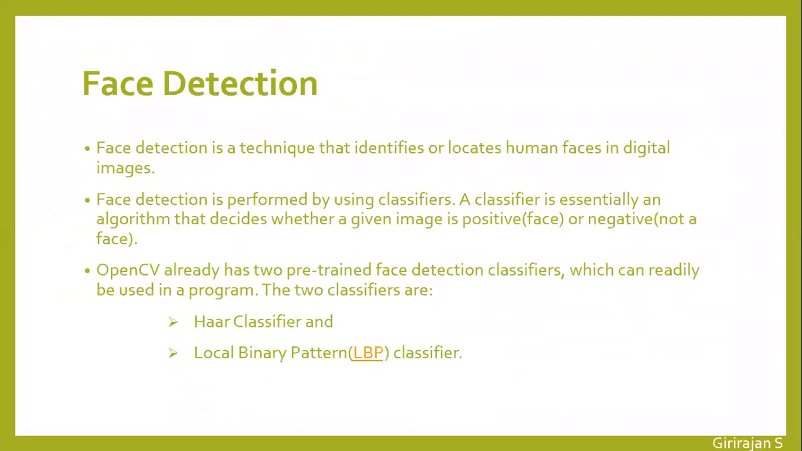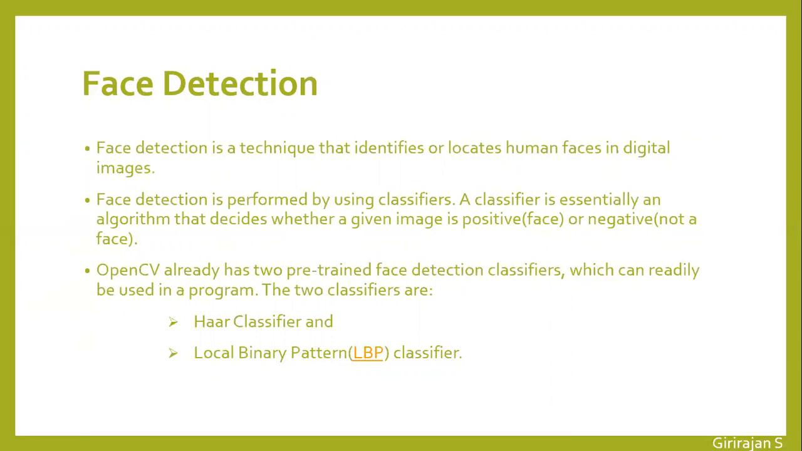So the next thing is face detection. Face detection is a technique that identifies or locates human faces in digital images. A typical example of face detection occurs when we take photographs through our smartphones and it instantly detects the faces in the picture. Face detection is different from face recognition. Face detection detects merely the presence of a face in an image, while face recognition involves identifying whose face it is, so it will tell who it was.